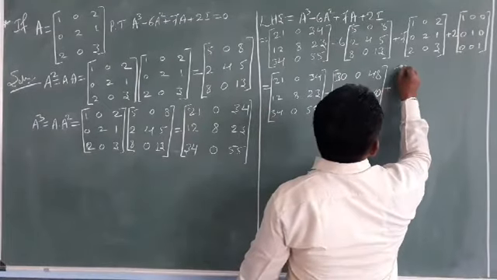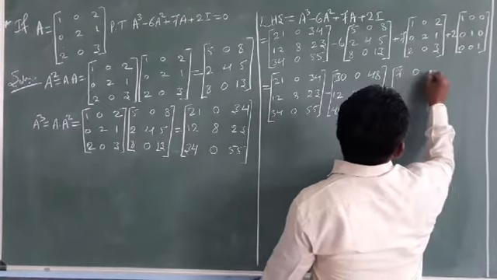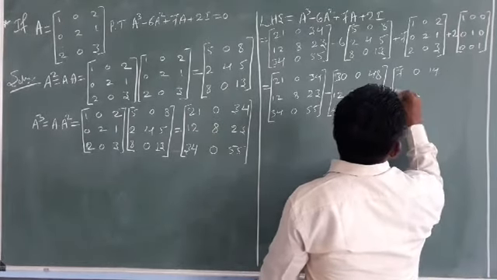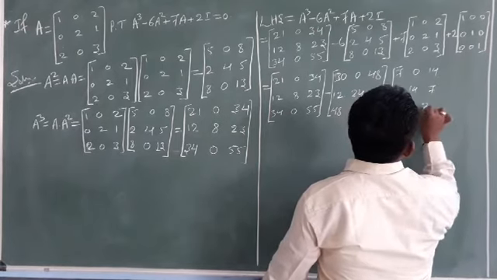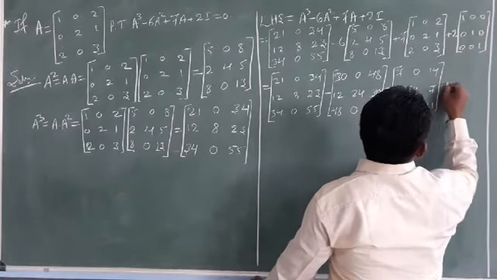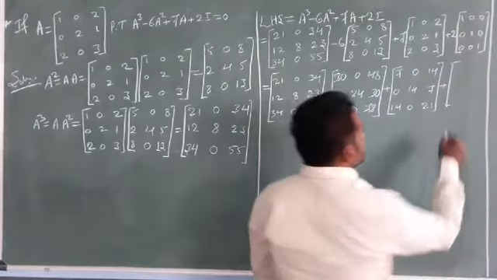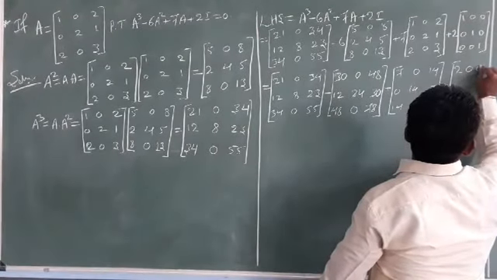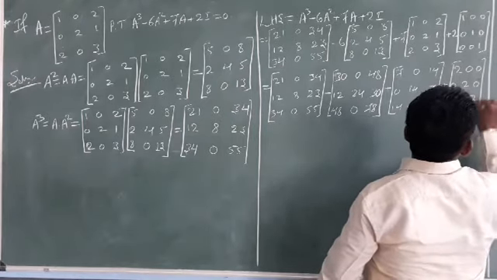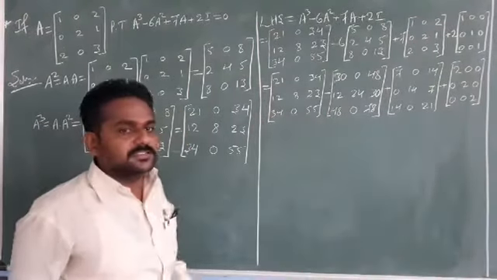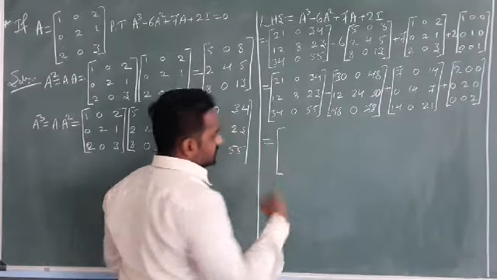Plus 7 into each element of this matrix: 7, 0, 14, 0, 14, 7, 14, 0, 21. Again, plus 2 into each element of the identity matrix, that is 2, 0, 0, 0, 2, 0, 0, 0, 2. All the matrices are now in the simplest form. You have to do the calculation now.